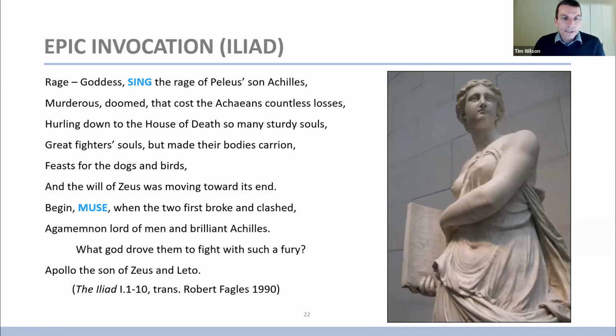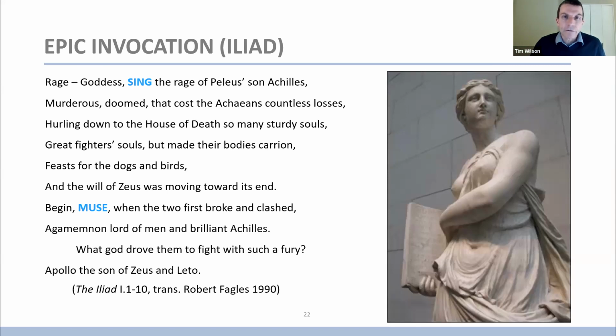So this is the beginning of the Iliad. Rage, goddess, sing the rage of Peleus' son Achilles. Murderous, doomed, that cost the Achaeans countless losses. So I can't remember if I mentioned this, but Achaeans is another word that Homer uses for Greeks. So Achaeans, Argives are two different words for Greeks that Homer will use basically interchangeably.